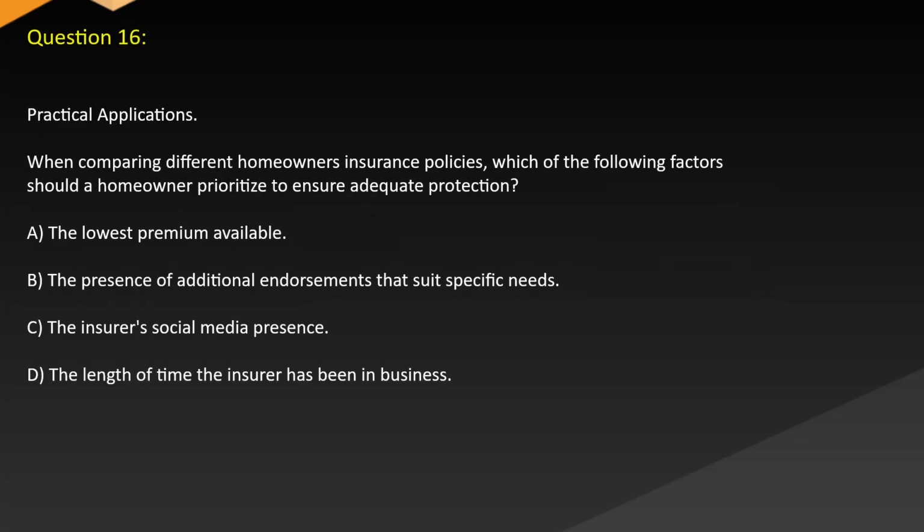Question 16. Practical applications. When comparing different homeowners insurance policies, which of the following factors should a homeowner prioritize to ensure adequate protection? A. The lowest premium available. B. The presence of additional endorsements that suit specific needs. C. The insurer's social media presence. D. The length of time the insurer has been in business.